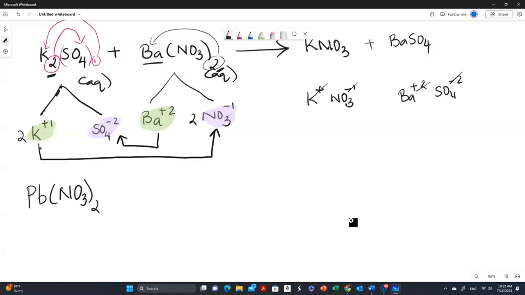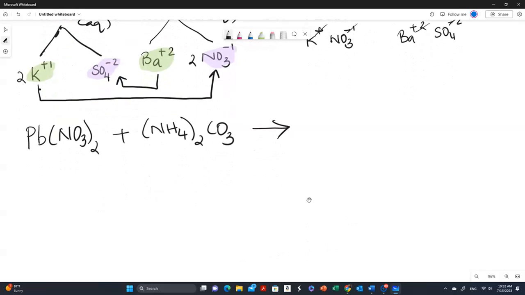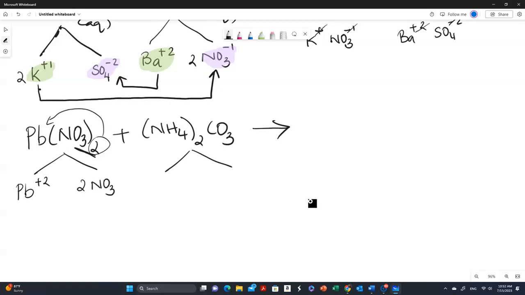Lead nitrate, Pb(NO3)2, and ammonium carbonate, that is going to be (NH4)2CO3. How do I write the double displacement for this one? Split them into cations and anions. Same thing, you know lead nitrate by this time. Pb will have a charge of +2. I have 2 nitrates here, so it's going to be 2NO3, and each NO3 will have a charge of -1. Then only it can form a neutral compound. The same way you have (NH4)2, you can take this 2 and put it on top of carbonate, and you only have one carbonate here, so take this 1 and put it on top of ammonium.